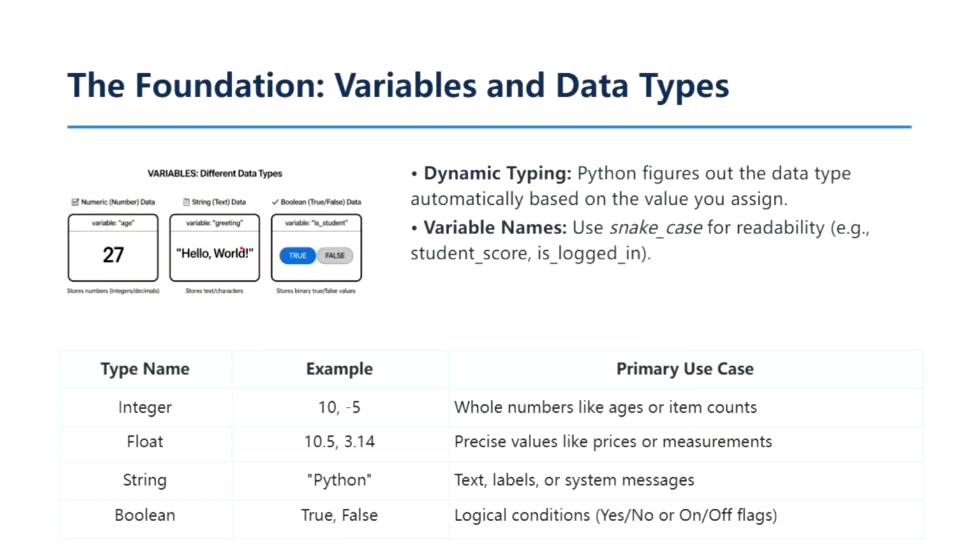Think of a variable like a labeled box. You can put an integer, a decimal point float, or even a long sentence inside. Python handles the what and how behind the scenes, so you can focus on the logic of your program.